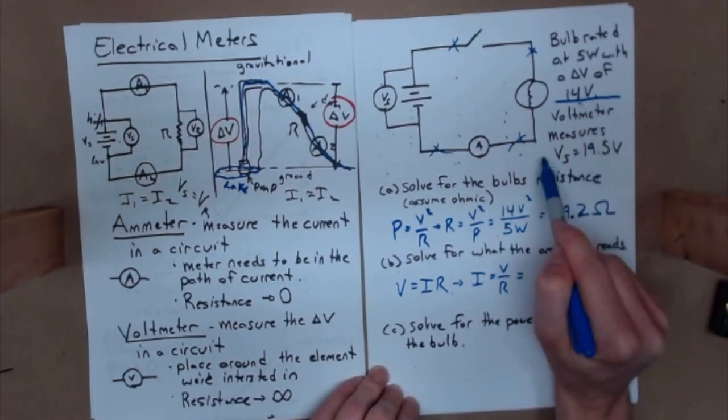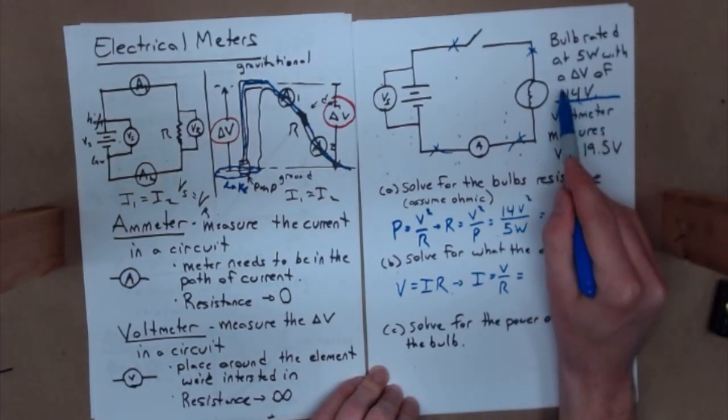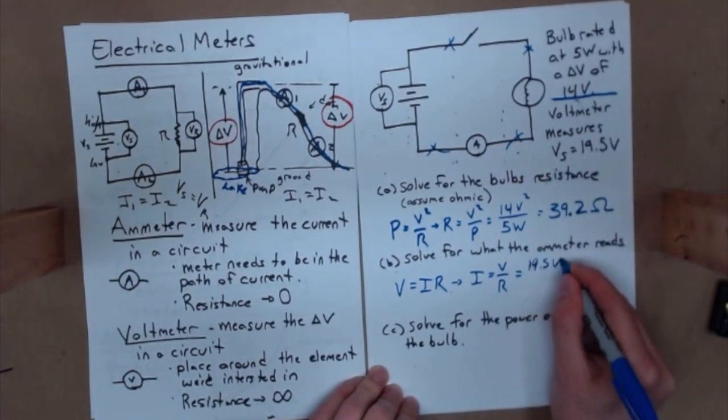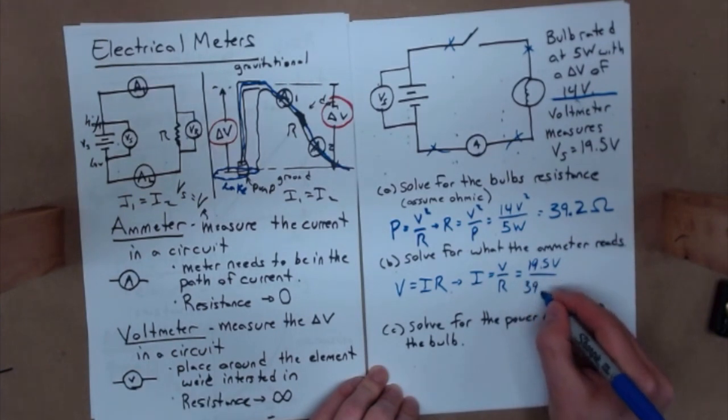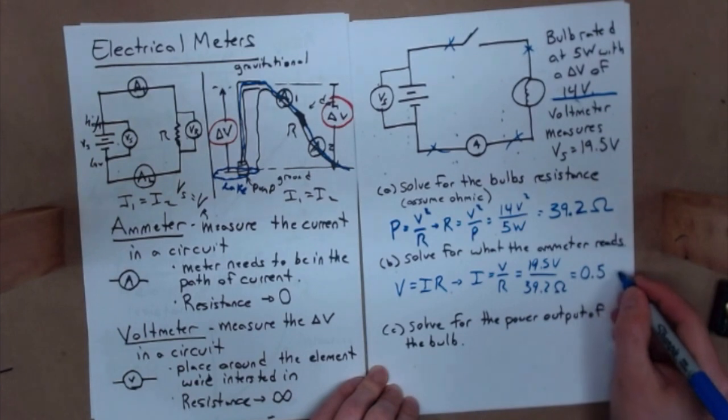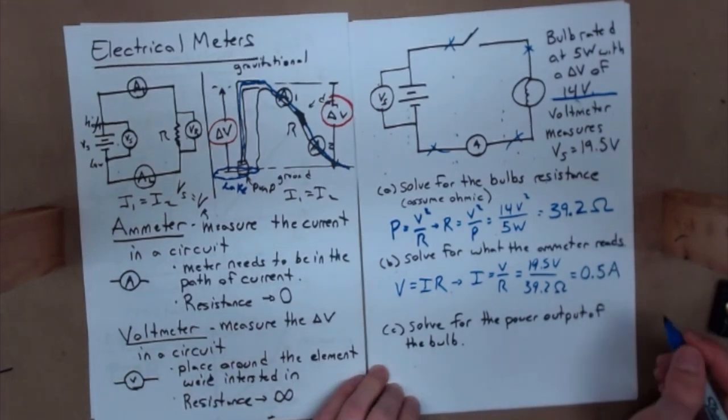This is going to be equal to, again, 14 or 19.5? Well, this is the actual source, right? Not that. This is the standard that we determined this from. The actual source is 19.5. So we have 19.5 volts over 39.2 ohms. And this comes out to about 0.5 amps, which is really nice, half an amp.